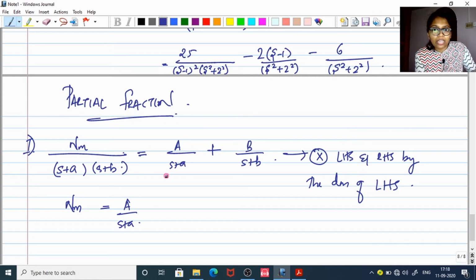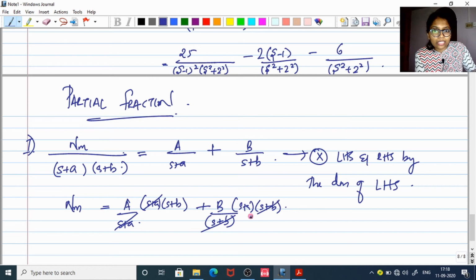So s plus a and s plus a get cancelled and you will be left with s plus a and s plus b, isn't it? Now we can cut off these two and you will be left with s plus b alone. Similarly for the next term, B by s plus b into s plus a into s plus b.